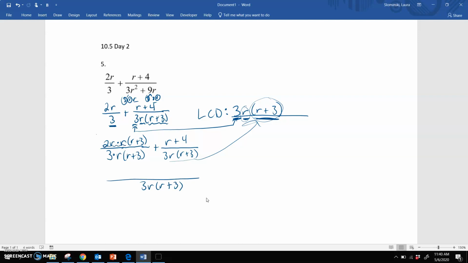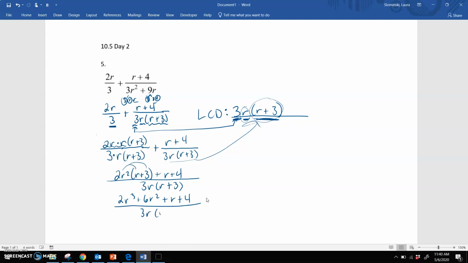I need to simplify the top. 2r times r is 2r squared times r plus 3 plus r plus 4. Now I'm going to distribute. I get 2r cubed plus 6r squared plus r plus 4 all over 3r times r plus 3. And as I look at that, that's in standard form on top, and there's no repeat, so I am done. My final answer is 2r cubed plus 6r squared plus r plus 4 divided by 3r times r plus 3.